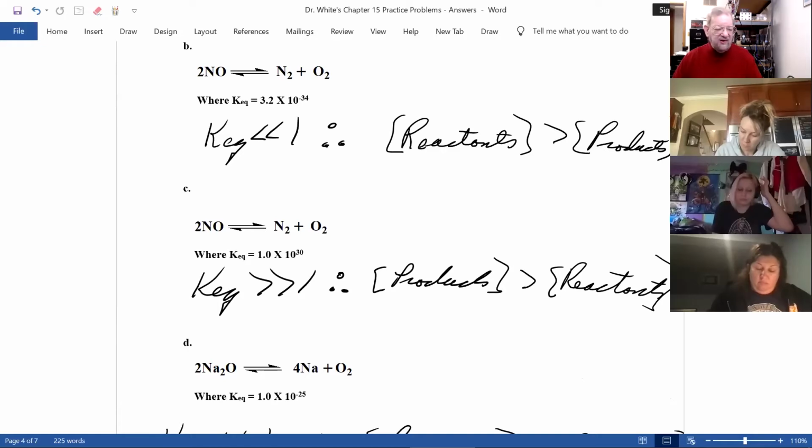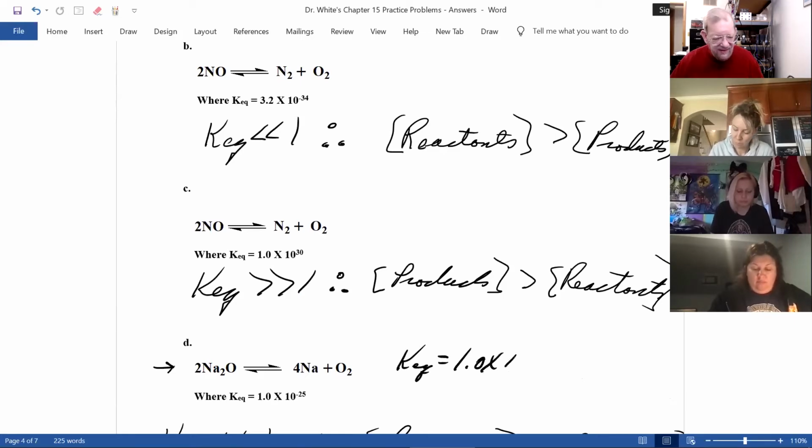All right, can everybody see D at the bottom right here? Can you see that? And in case you can't see it, you predict which is greater. What's the relative amount of products to reactants? Your turn. Told you I'm going to work your brain hard this morning.